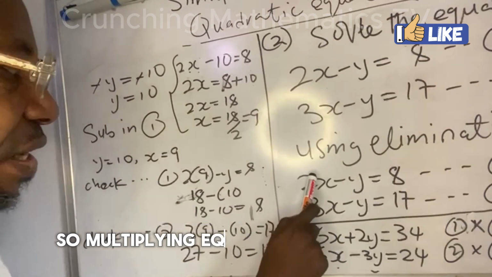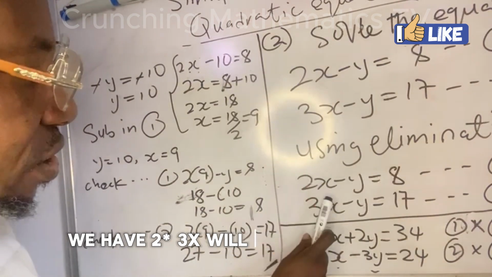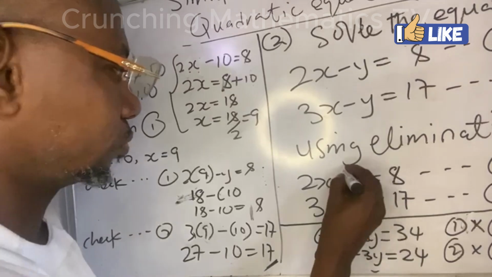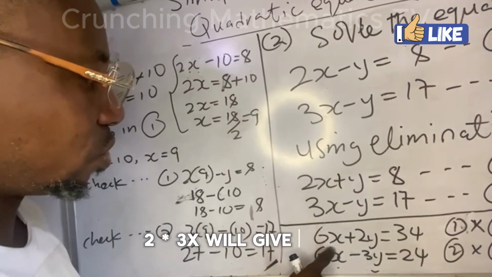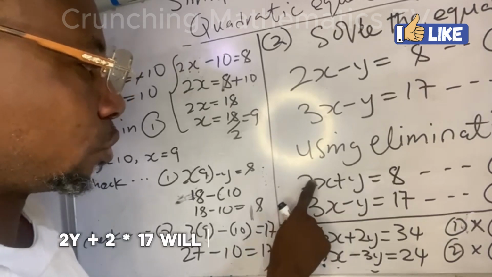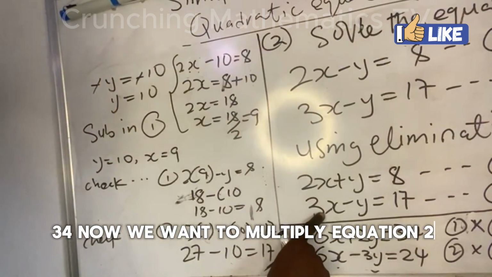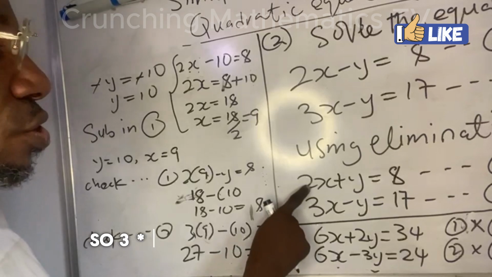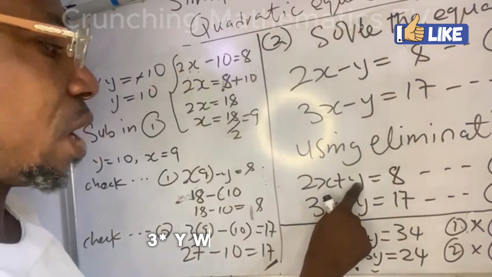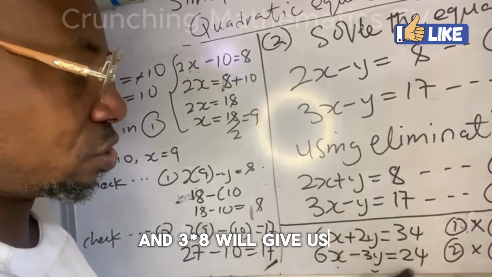So multiplying equation 1 by 3, we have 2 times 3x will give us 6x, plus 2 times y will give us 2y, equal to 2 times 17, which gives us 34. Now we multiply equation 2 by 2. So 3 times 2 will give us 6x as well, 3 times y will give us minus 3y, and 3 times 8 will give us 24.